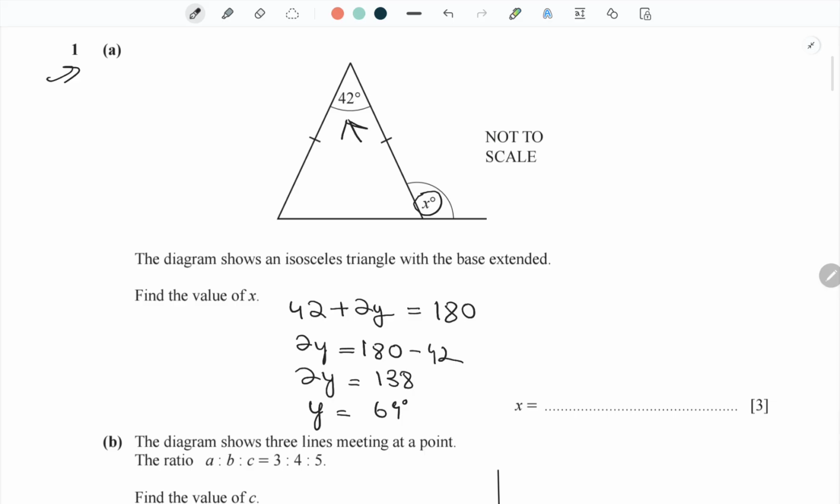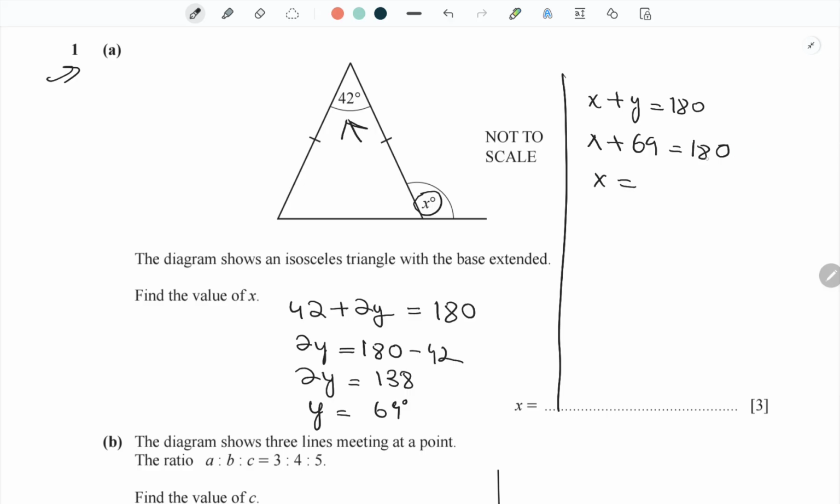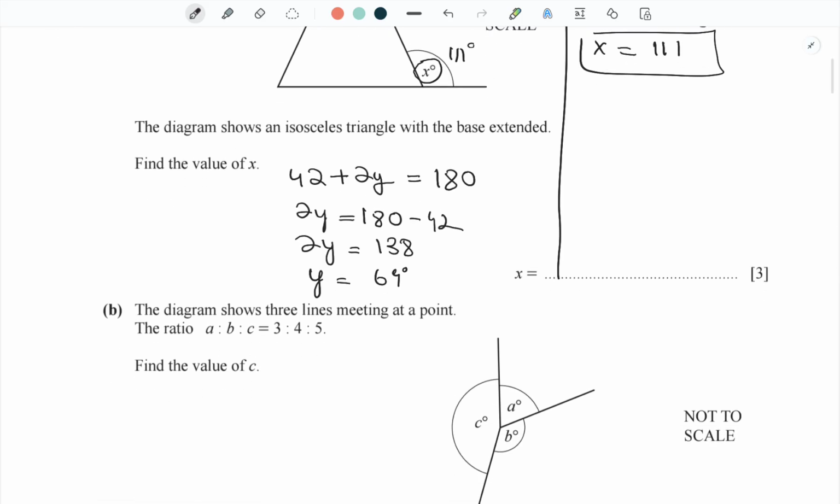Now we add them together to get the value. So x plus y equals 180, and x plus the value of y, that is 69, equals 180. Now x equals 180 minus 69, so we get 111. So the value of x is 111, which means this angle is 111 degrees. I hope this one is clear now. Now we move to the next one.